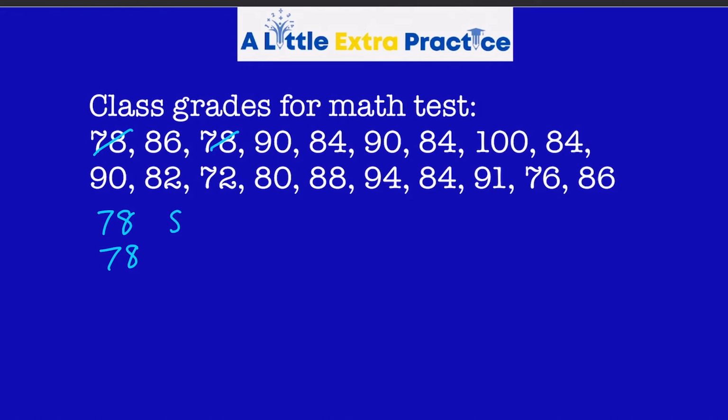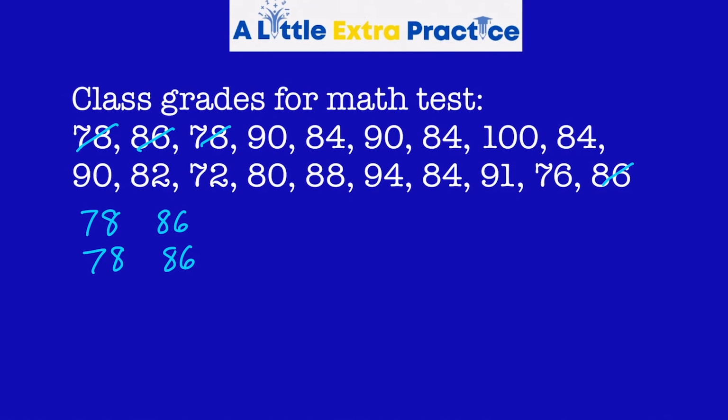Moving on, 86. Cross that off. It looks like there's one more 86. So right now, those are the two modes. 90, write that down. There's another 90. Third 90, so right now 90 is the mode. Okay, moving on. 84. 84. Here's the third 84. Okay, here's another 84. So right now there's four 84s, so that's my mode.